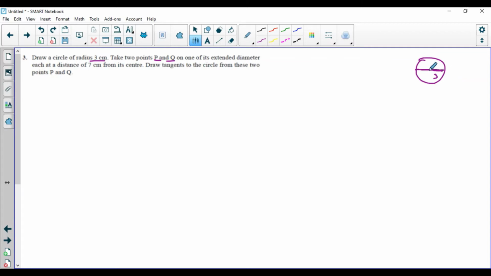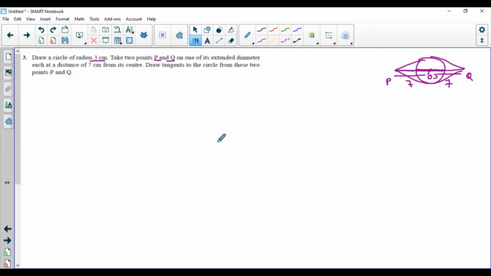Suppose this is the diameter we have considered. We have to extend both the sides. And P and Q we have to take on its extended diameter, each at a distance of 7 centimeter. That means if this is the center O, OQ length should be 7. OP length also should be 7. Draw tangents to the circle from these 2 points. So from these 2 points, our tangent should come like this. So this way we can draw our construction for this question.